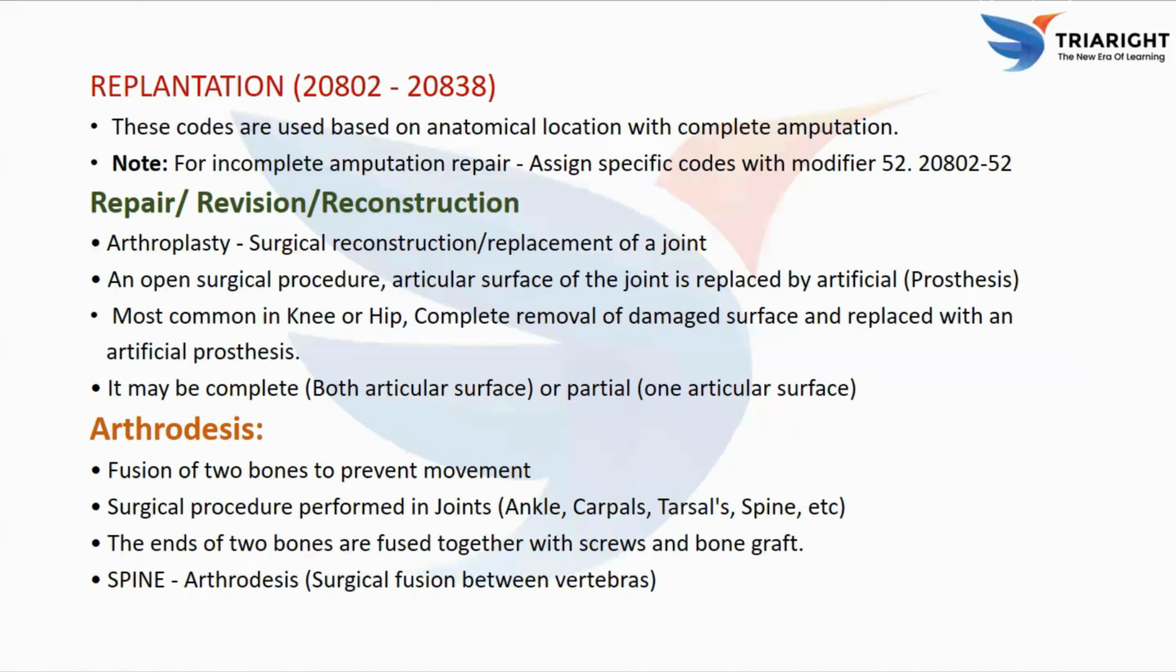So how is arthrodesis performed? The ends of the bones are prepared, and these are fixed together using screws, plates and rods. These are often combined with bone graft. And next is spine arthrodesis. Spine arthrodesis is a surgical fusion between the vertebrae. This is very common in spine surgery and the coding depends upon the number of levels. The approaches may be either the anterior approach or the posterior approach.